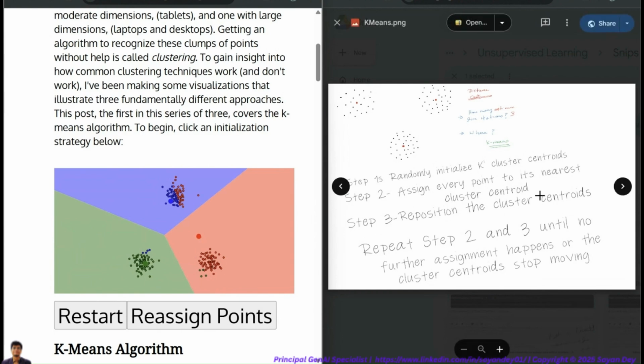Now we are back to step 2 again. The position of my centroids has changed. Now the green centroid is here, the red is here, the blue is here. Now with respect to that, you again assign every data point to its nearest centroid.